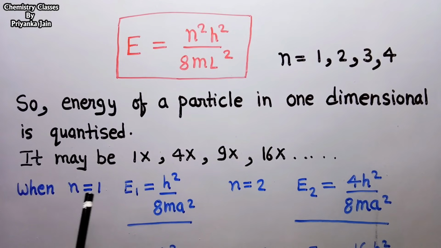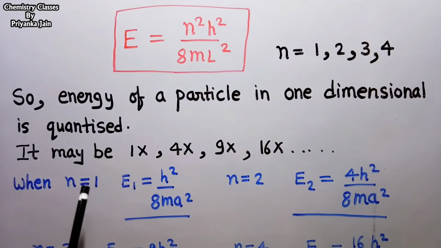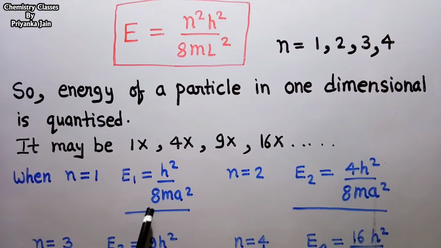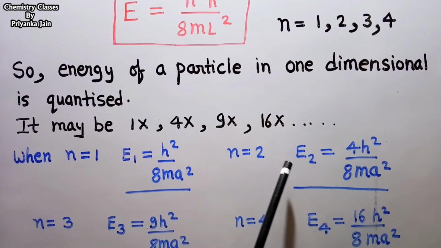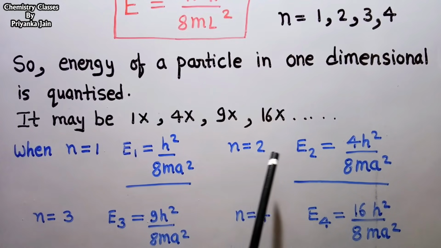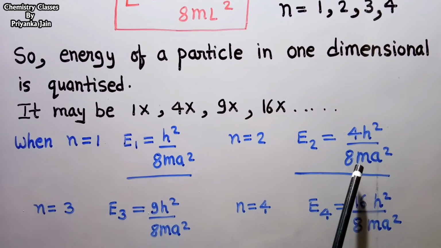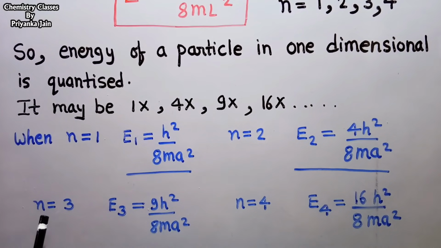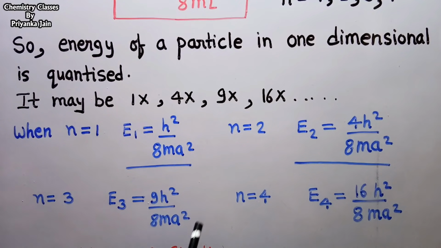For example, when n is equal to 1, the principal quantum number is 1, the electron is present in the first shell, then the energy will be h square upon 8mL square. When it is present in the second shell, here n is 2, then n square will be 4. So energy will be 4h square upon 8mL square. Similarly, when the shell is 3, it means the quantum number n is 3, then E3 will be 9h square upon 8mL square. And similarly, when n is 4, then the energy will be 16h square upon 8mL square.